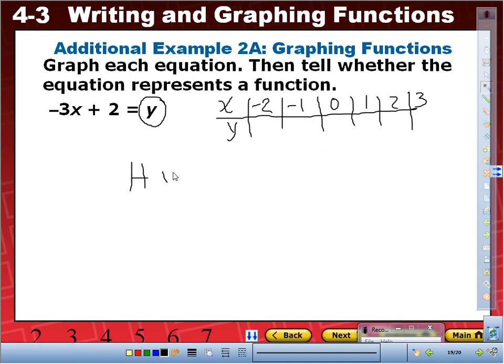Make sure you read into this piece at the end of the lesson. Homework for tonight is on page 219, numbers 1 through 35 odd.